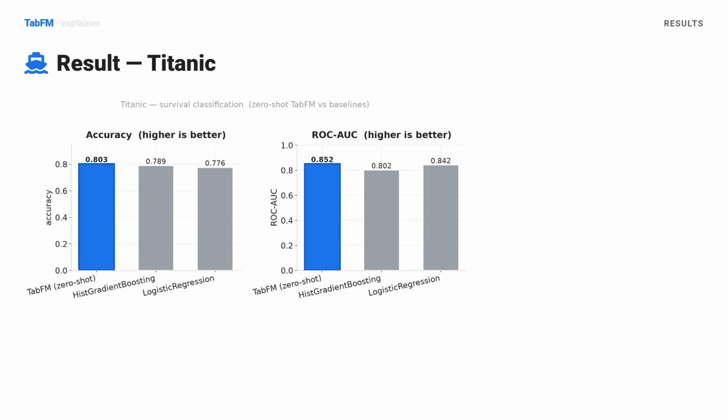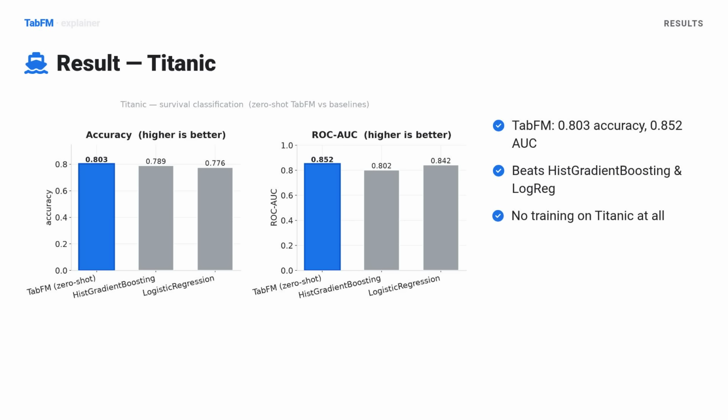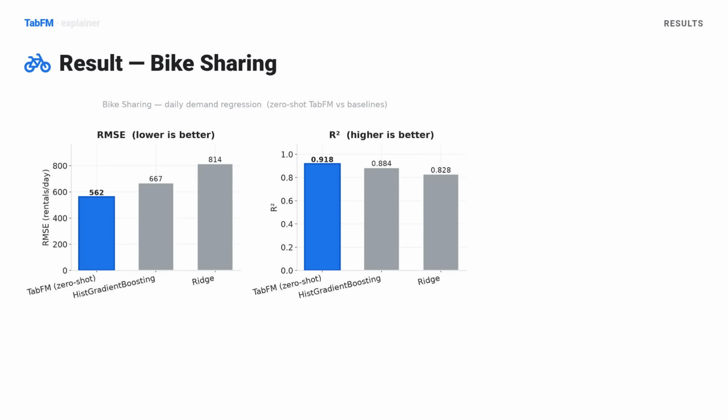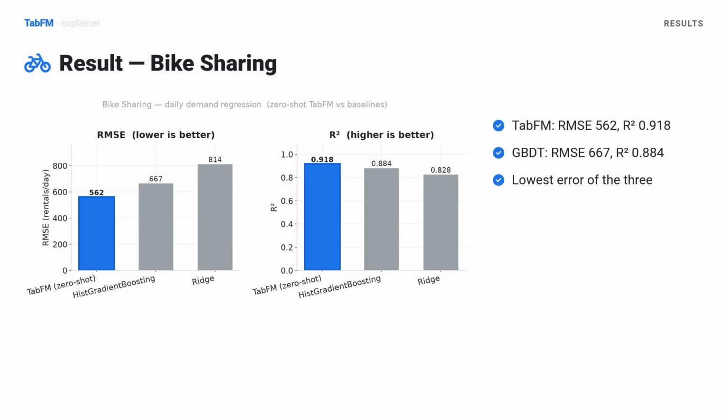On Titanic, Zero-Shot TabFM reaches 80.3% accuracy and an AUC of 0.852, edging out a gradient boosting model and logistic regression without ever being trained on the Titanic data. On bike sharing, TabFM predicts daily demand with a root mean squared error of about 562 rentals and an R-squared of 0.92, clearly ahead of gradient boosting and ridge regression. Again, zero-shot.